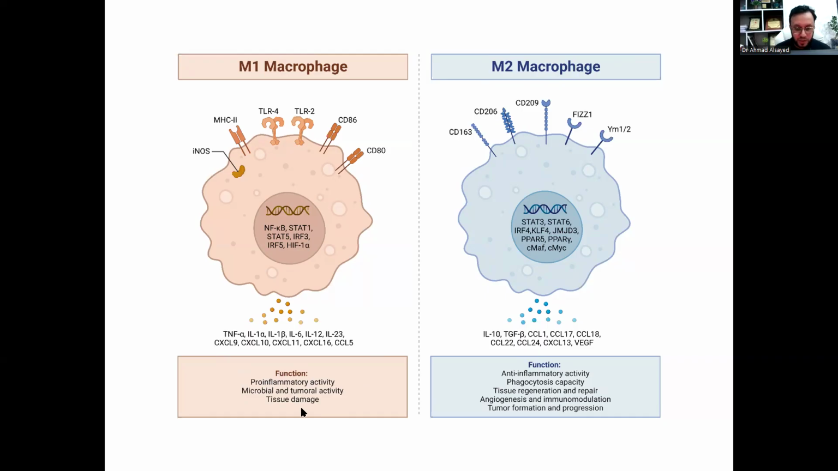The function of M1 is pro-inflammatory activity and also microbial and tumoral activity and tissue damage. While M2 has anti-inflammatory activity, phagocytosis capacity, tissue regeneration and repair, and also angiogenesis. And this is important also in cancer. The term angiogenesis, we will cover in more detail later on. And also immunomodulation, in addition to tumor formation and progression.